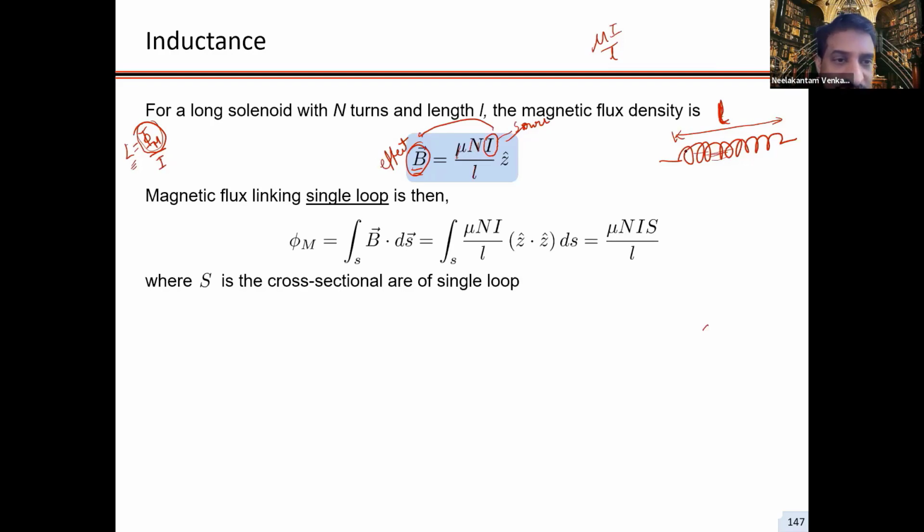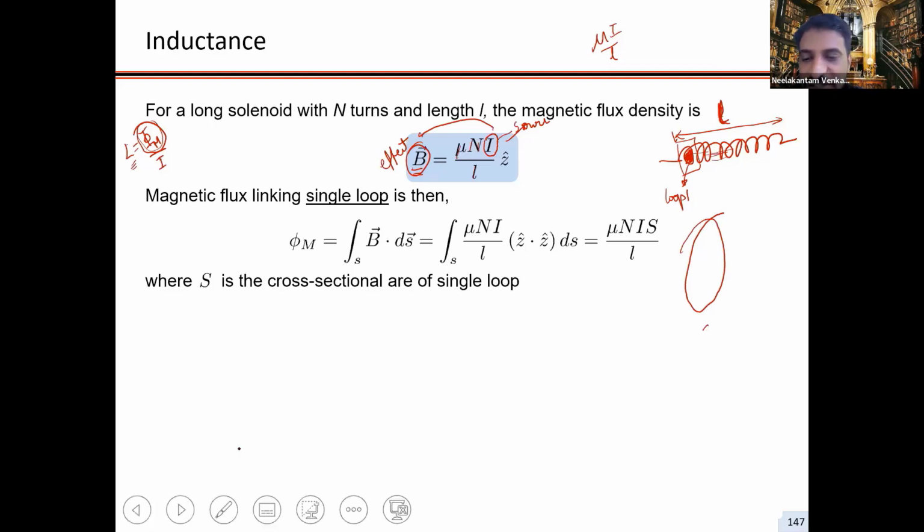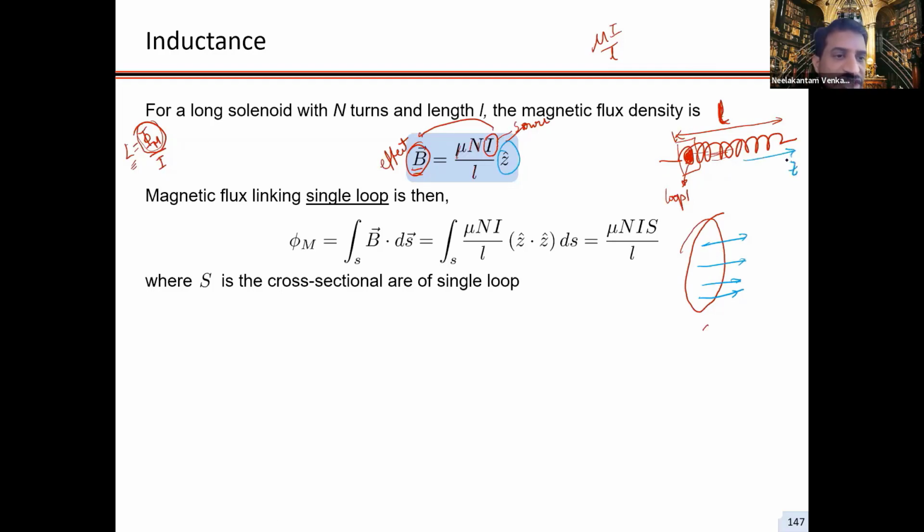For that, let's see what the flux is that cuts through one such coil, one such loop. This is loop 1. If I zoom that in, what I see is a loop like this, and then there is the B field, which I will change to blue color, and all these are in the z hat direction. This is my z direction compared to the previous slide.